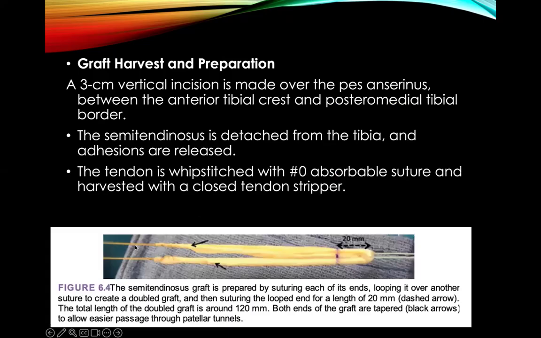You have to make a 3 centimeter vertical incision over the pes anserinus between the tibial anterior crest and posteromedial border of the tibia. You harvest the semitendinosus. It is whip stitched using an absorbable suture, and it is harvested with a closed tendon stripper. It's all routine.